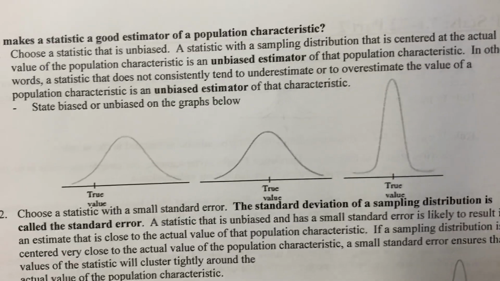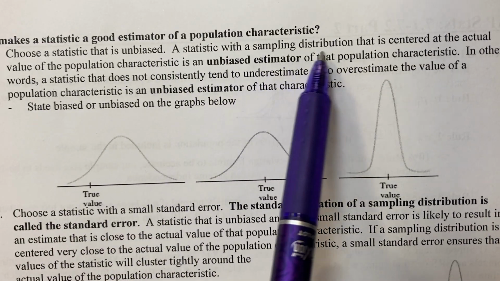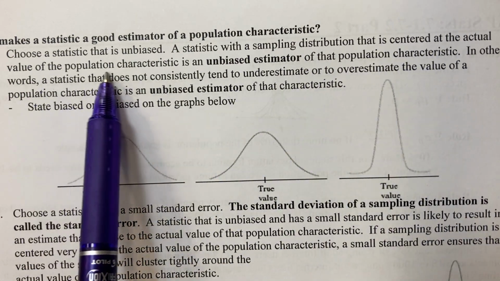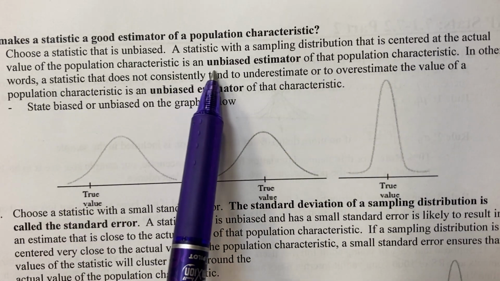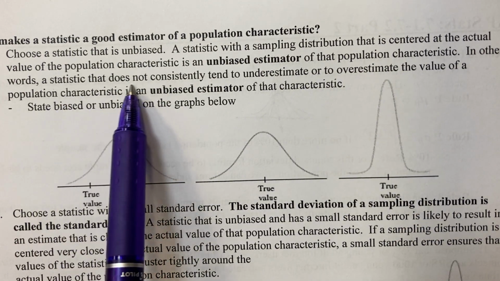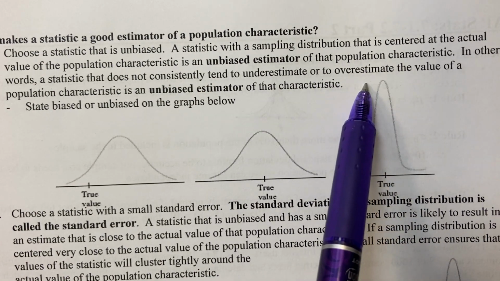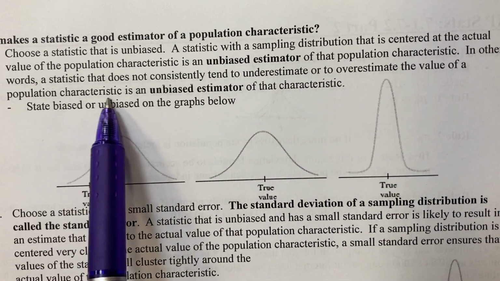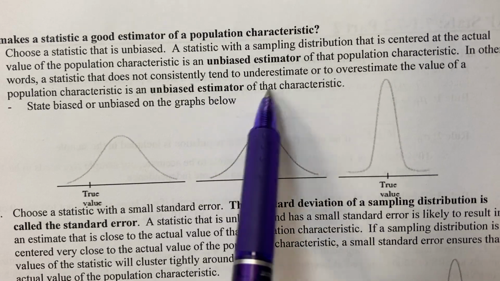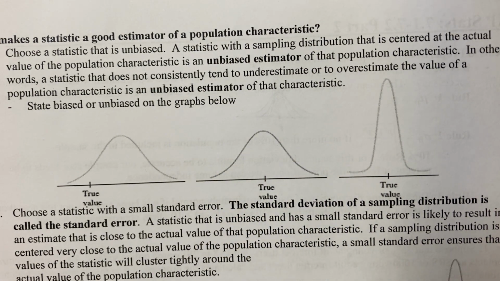So, in general, we want to choose a statistic that is unbiased. A statistic with a sampling distribution that is centered at the actual value of the population characteristic is an unbiased estimator. In other words, a statistic that does not consistently tend to underestimate or overestimate the value of a population characteristic is an unbiased estimator. We like unbiased estimators. We don't like bias at all.